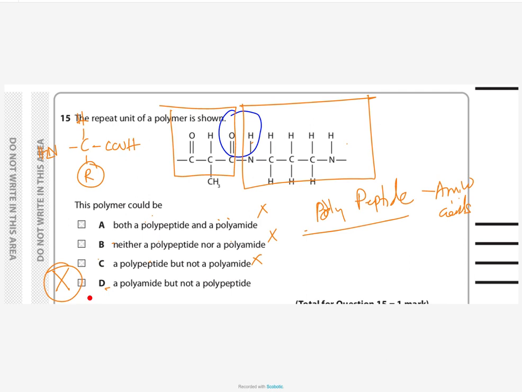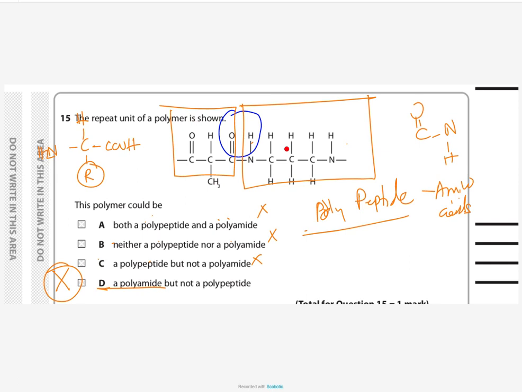So polyamide is this amide linkage. Peptide is what we call it only for amino acids. Even though the linkage is the same, right? The linkage is the same. This is a linkage. This is similar to nylon, dicarboxylic acid and diamine.